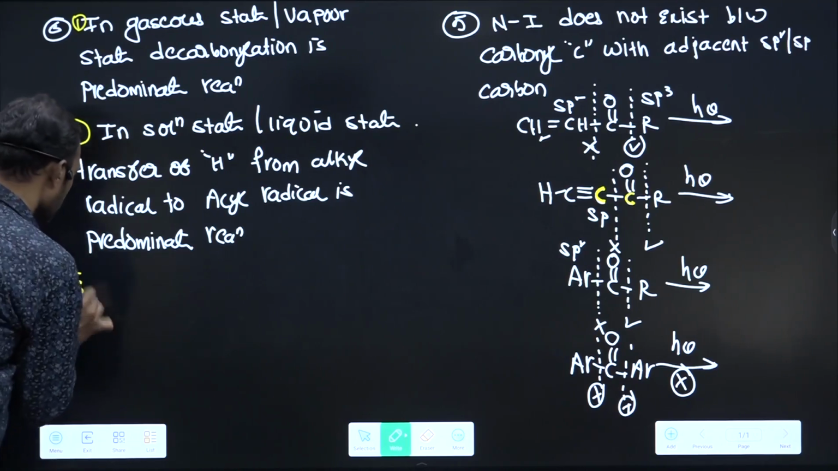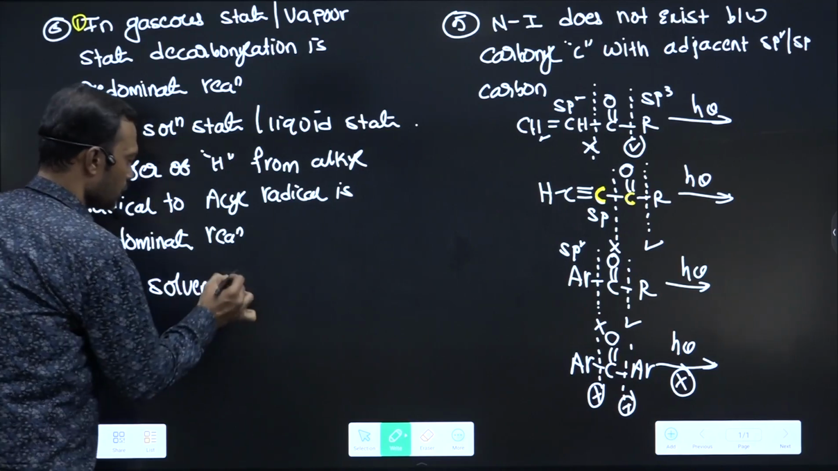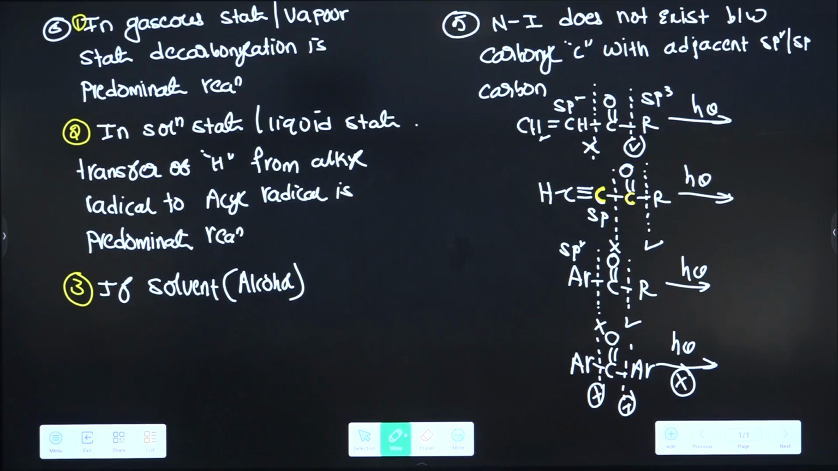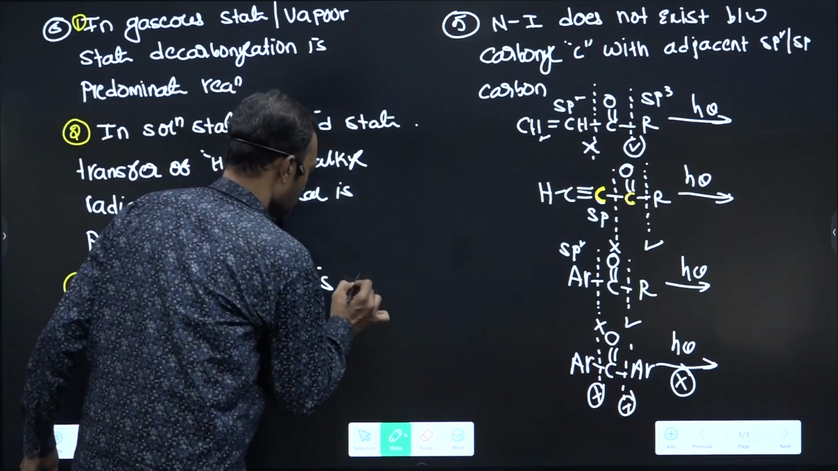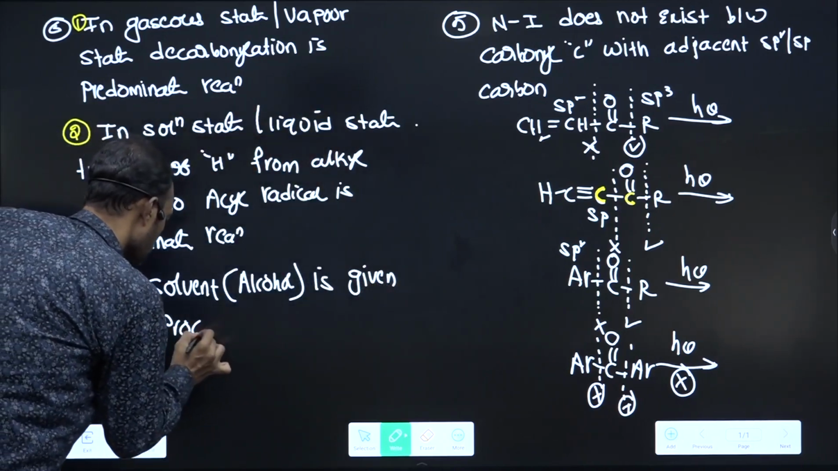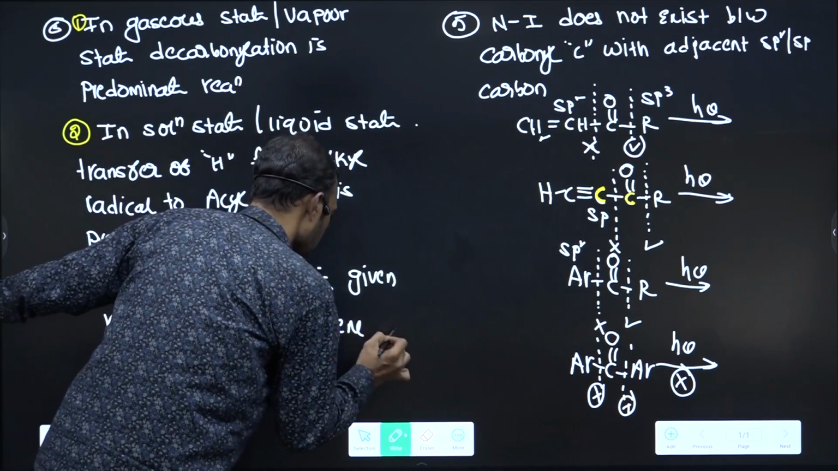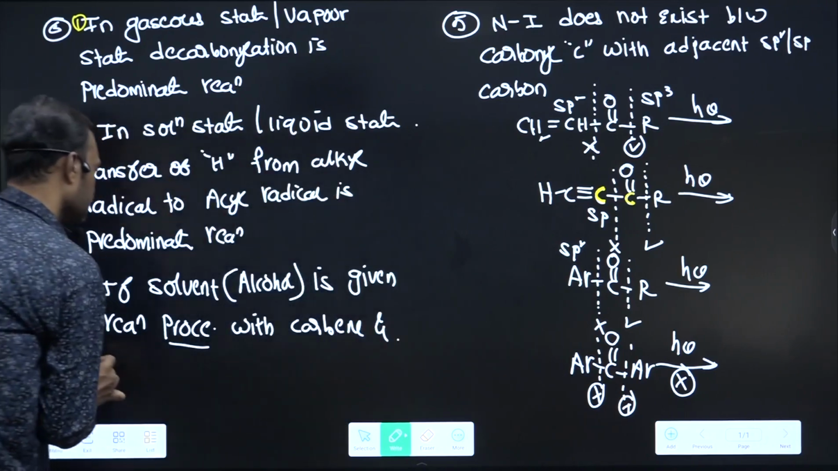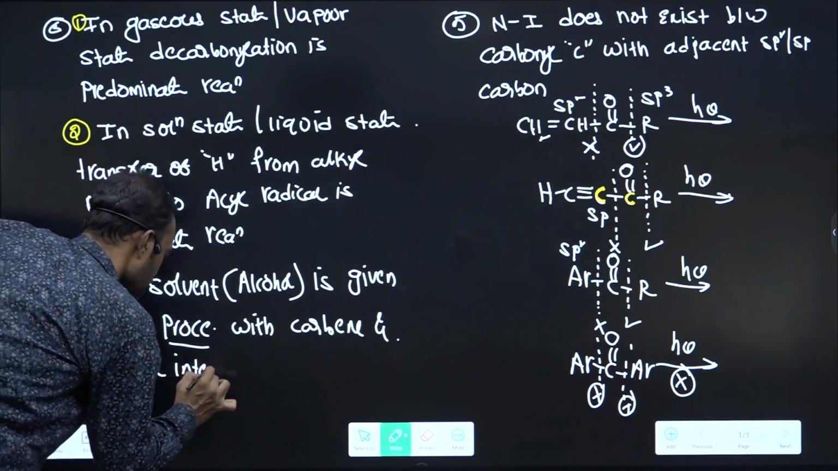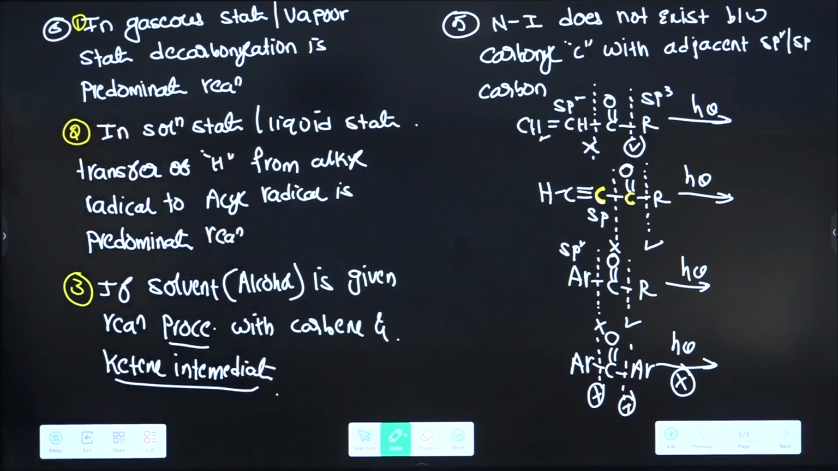And the third one: if a solvent is given, especially a polar solvent, mostly they will give alcohol. If alcohol is mentioned, the reaction proceeds with a carbene intermediate and one more, a ketene intermediate. Here there is a variation, which I will show. So this point you need to remember. These three points will decide the answer.